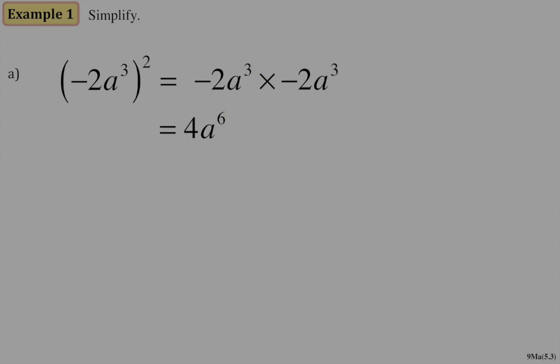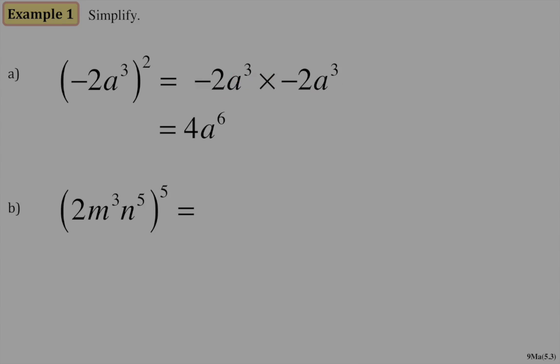That's one way you could think about it, but the fastest way is to look at it and go negative 2 has to be squared. Negative 2 times negative 2 is 4. A cubed has to be squared. When you have a power to a power, you multiply them. 3 times 2 is 6, so that's why we get a to the power of 6. So this part here, you can ignore. You don't have to write it if you don't want to.